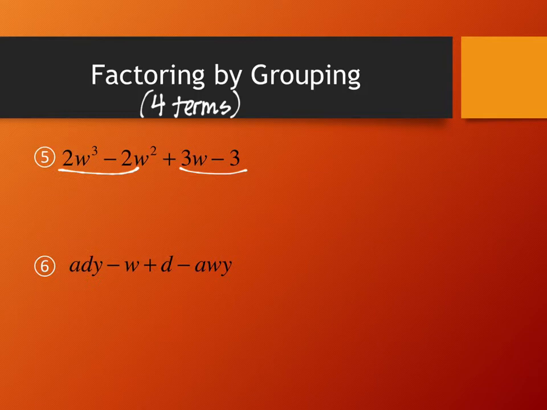So what is the biggest number, like numerical value, they have in common? 2. And then variable component, w squared. And we write what remains. So if I take 2w cubed and take out a 2w squared, I'm left with w. And the other one, I'm just left with a negative 1 because there's nothing, quote unquote, right? Division gives me a 1. Second piece. It is an addition sign, so I need an addition sign here. 3w and negative 3 have a 3 in common. And if I take that 3 out, I'm going to be left with w minus 1.